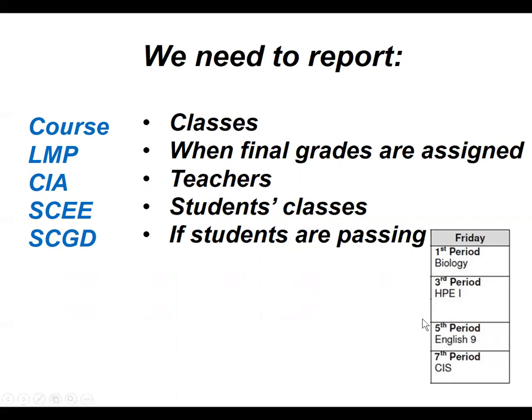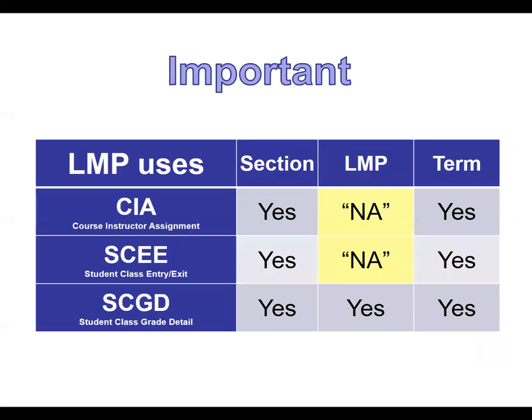So again, you need to have in mind, what is the schedule of classes for your teachers at your school, and then which students are scheduled into those classes. So this chart shows you where the information about location marking period is used. You cannot report CIA or course entry exit without this being done.